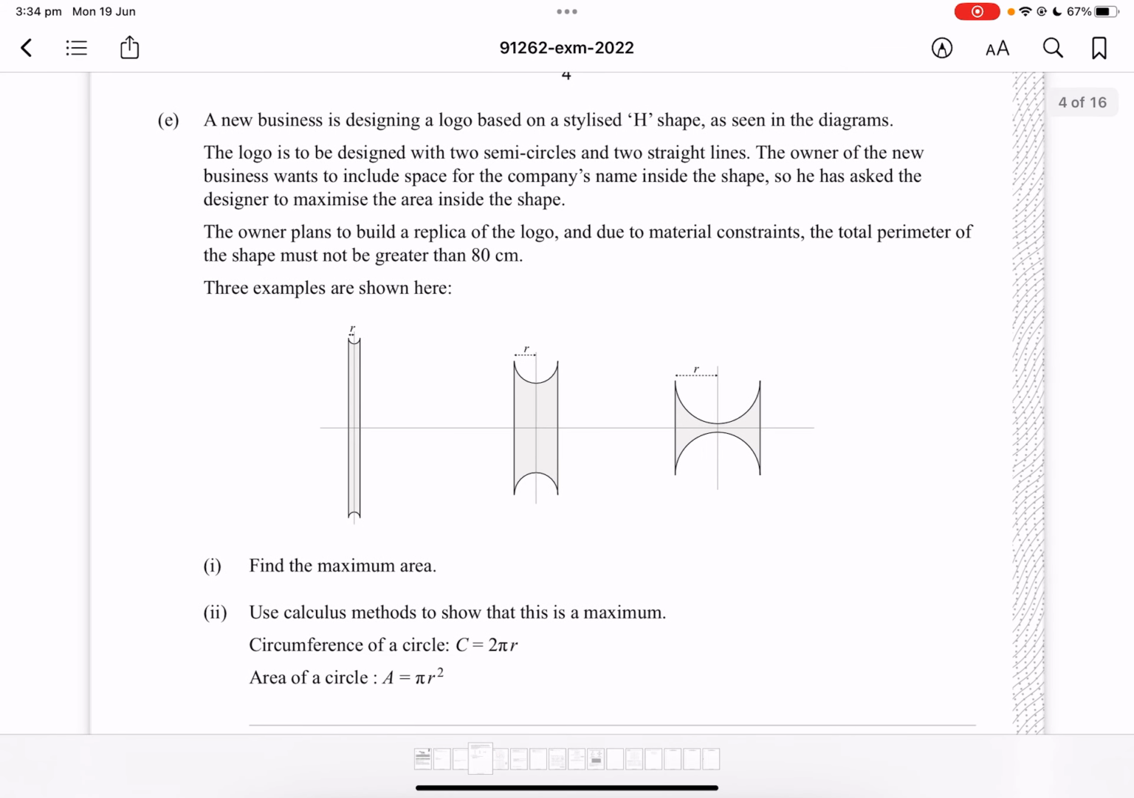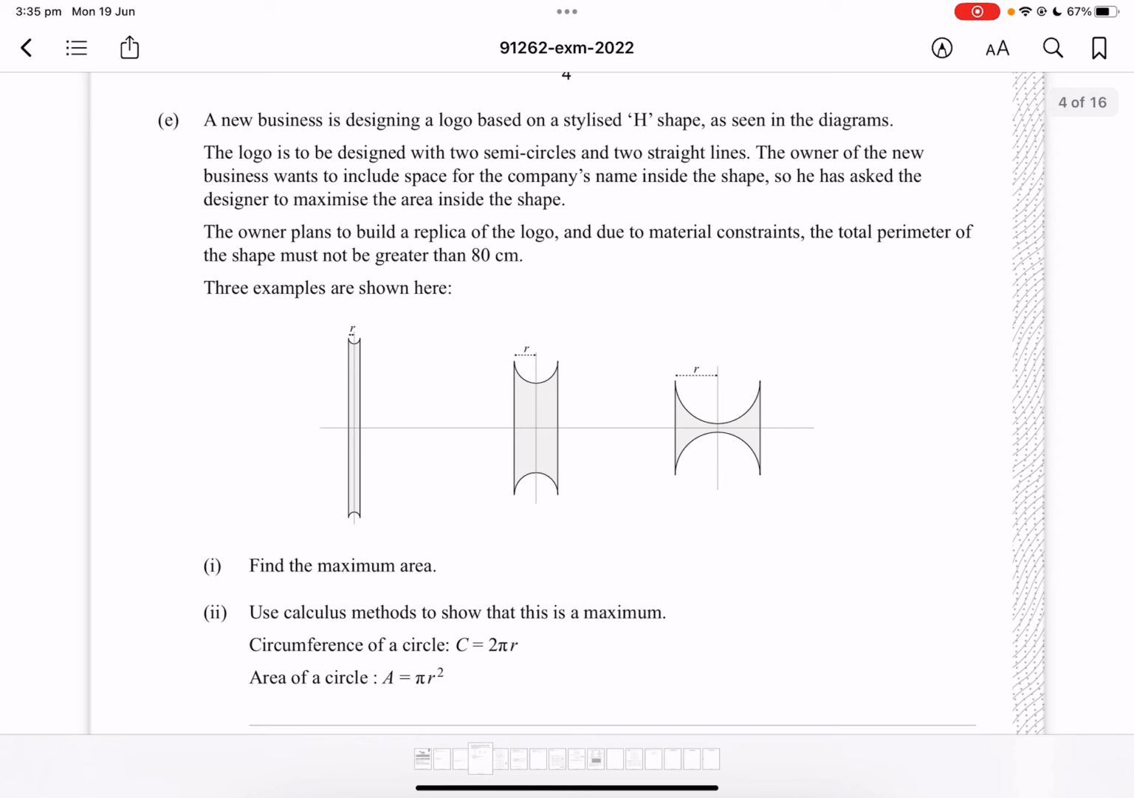All right, question E. A new business is designing a logo based on a stylized H shape as seen in diagrams. The logo is designed to be within 2 semicircles and 2 straight lines. The owner of the new business wants to include a space for the name inside the shape, so he has asked the designer to maximize the area inside the shape. The owner plans to build a replica of the logo, and due to material constraints, the total perimeter of the shape must not be greater than 80 centimeters.